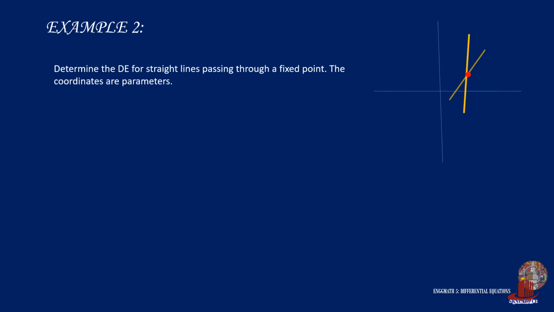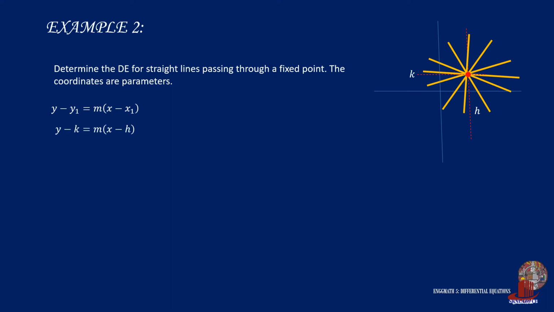Example number 2. Determine the differential equation for straight lines passing through a fixed point. The coordinates are parameters. Still with a specified point used, the equation would be y minus y1 is equal to m times x minus x1, where we can simplify y1 as k and x1 as h, then check that they are parameters, thus the only constant in the function is m, which says that we should derive once.